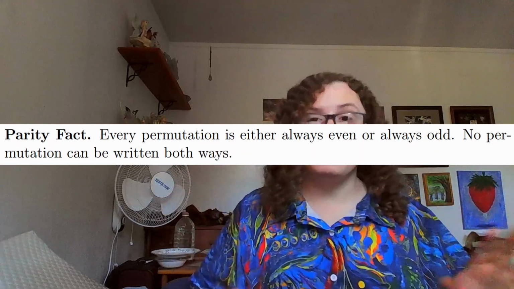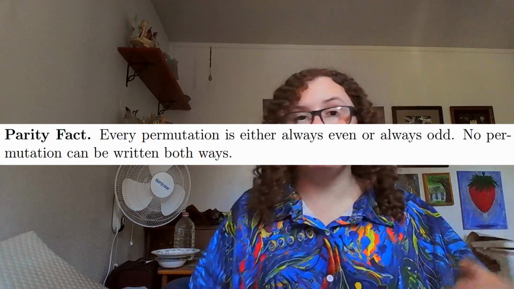Now, here's the key observation. Every permutation falls into one of two categories. It can be written using an even number of transpositions or an odd number of transpositions, and this distinction is consistent. Parity fact: every permutation is either always even or always odd. No permutation can be written both ways.